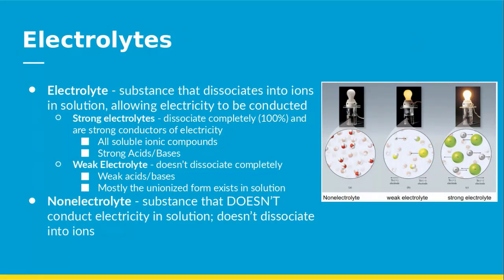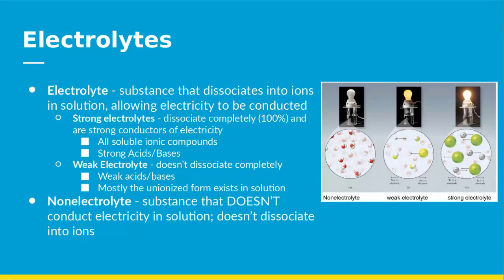Strong electrolytes are substances that will always break apart 100% and are therefore good conductors of electricity. Some of these you can think of are any kind of ionic compounds, like your regular table salt, NaCl. That is a strong electrolyte because it breaks apart into Na+ and Cl-. Then you have your strong acids and strong bases. We'll go over that in the next slide. But strong acids and strong bases will fully dissociate.